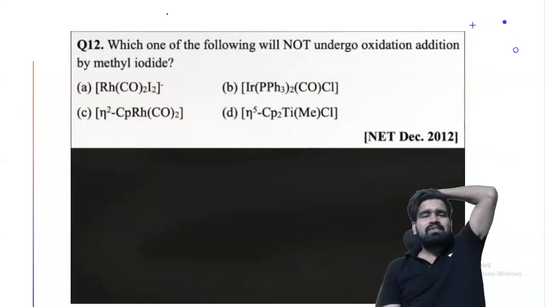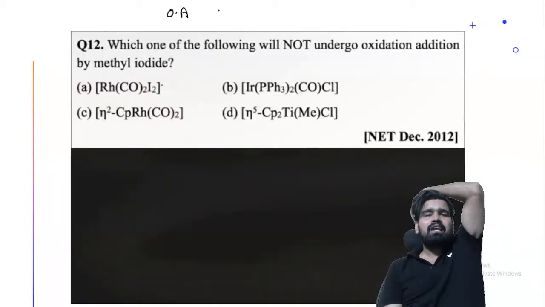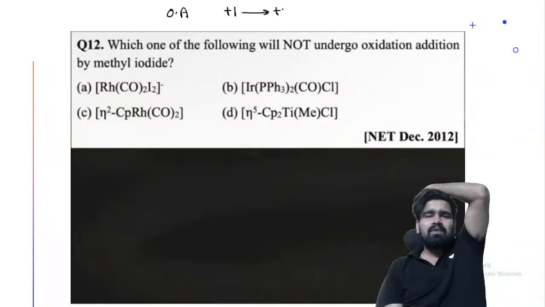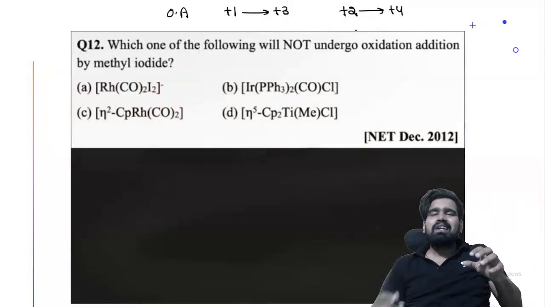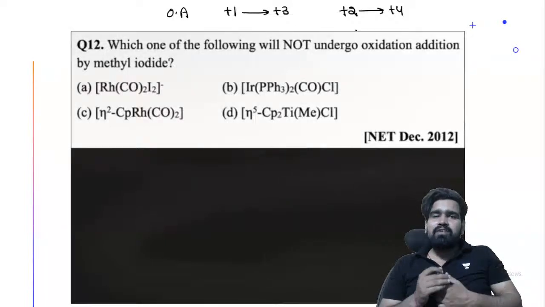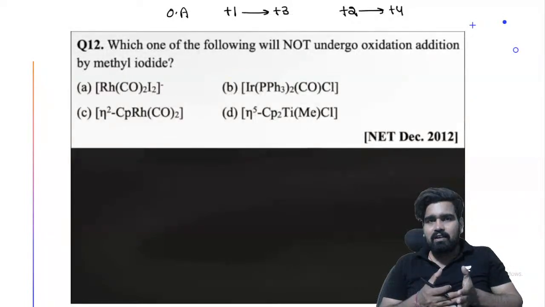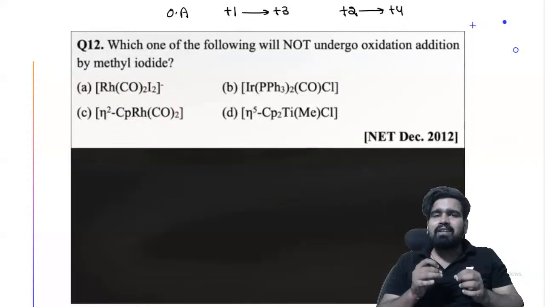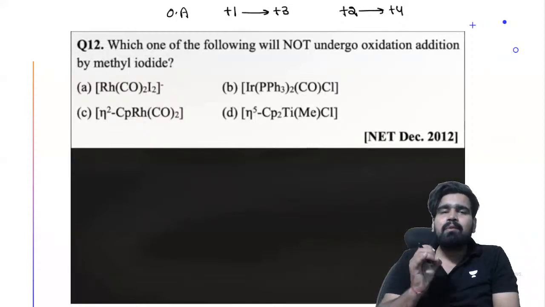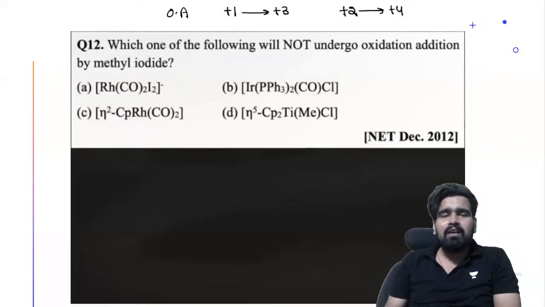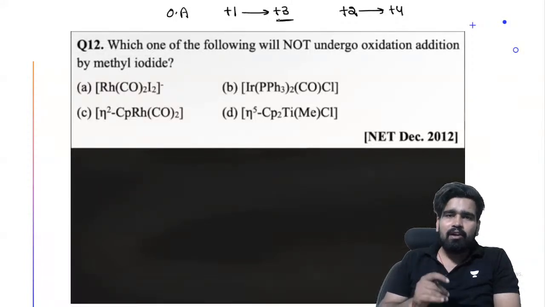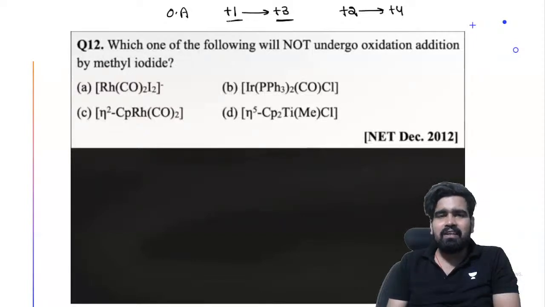You have to know that in oxidative addition, the oxidation state increases by 2. If any complex has a +1 oxidation state, it will convert into +3. If any complex has a +2 oxidation state, it will convert into +4. So a complex can easily give oxidative addition if it possesses an oxidation state lower than the stable oxidation state. For example, if +3 is the stable oxidation state and a complex possesses +1, it can easily give oxidative addition.